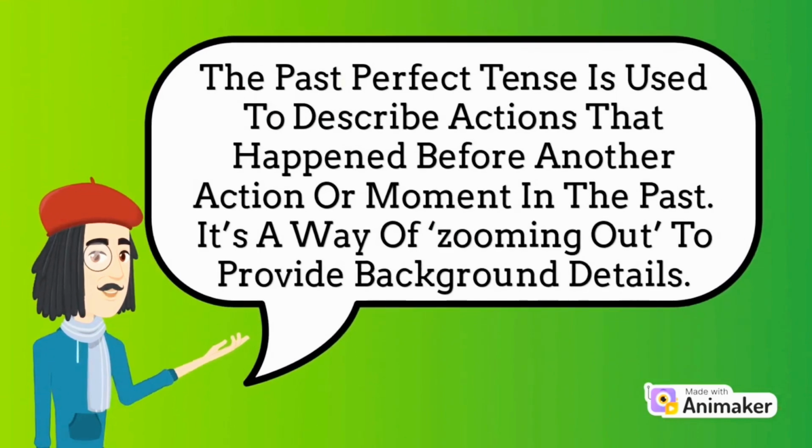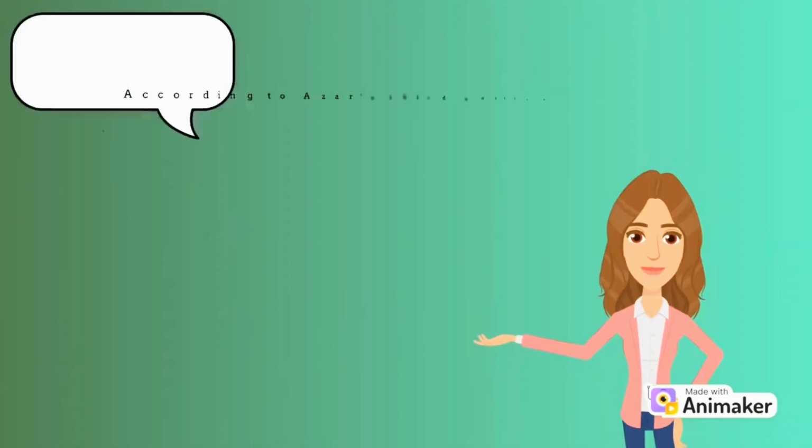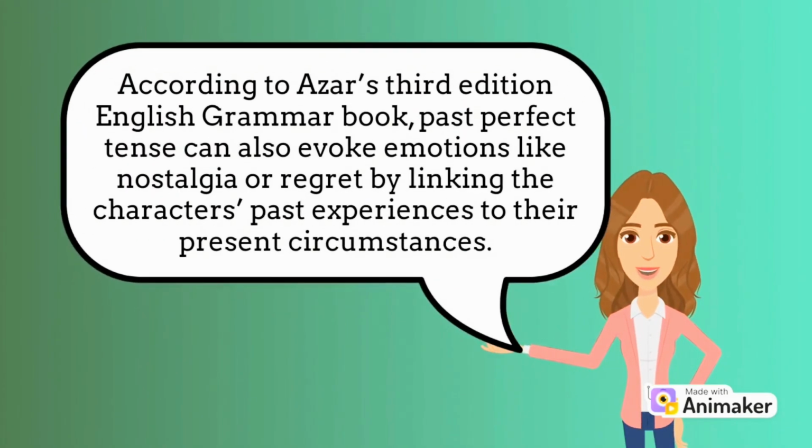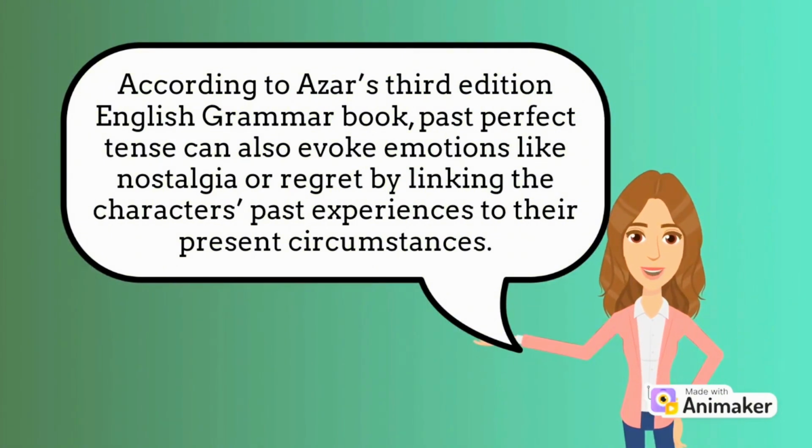The past perfect tense is used to describe actions that happen before another action or moment in the past. It's a way of zooming out to provide background details. According to Azar's 3rd edition English grammar book, past perfect tense can also evoke emotions like nostalgia or regret by linking the character's past experience to their present circumstance.